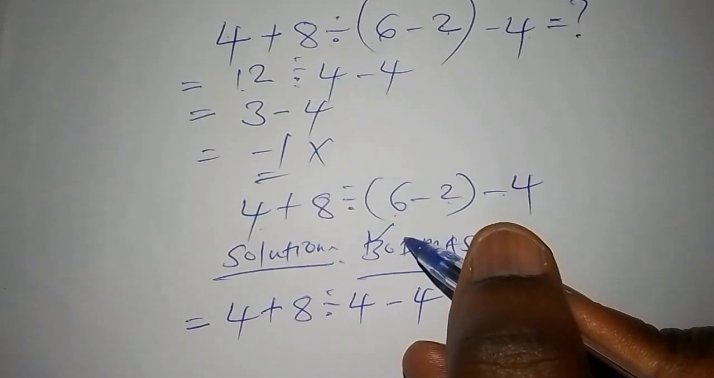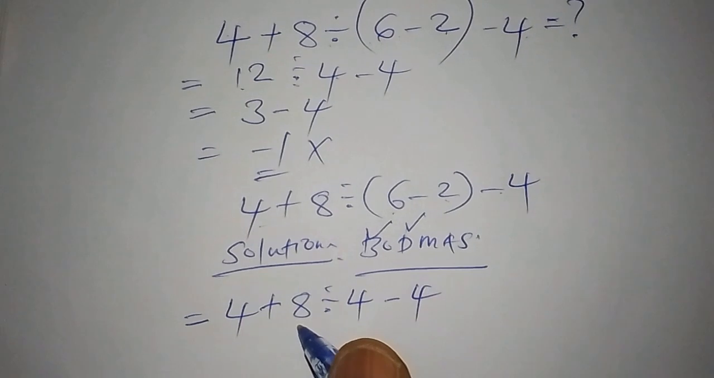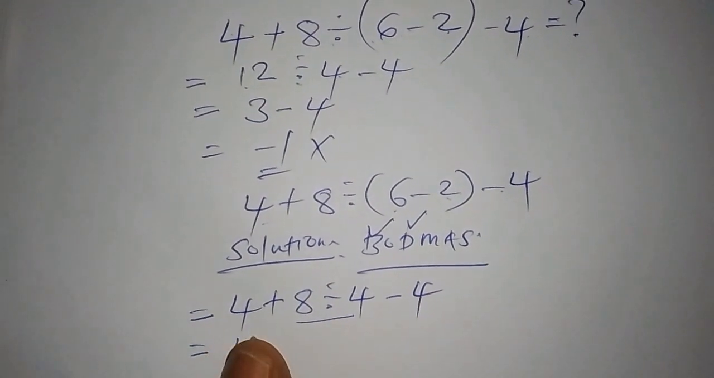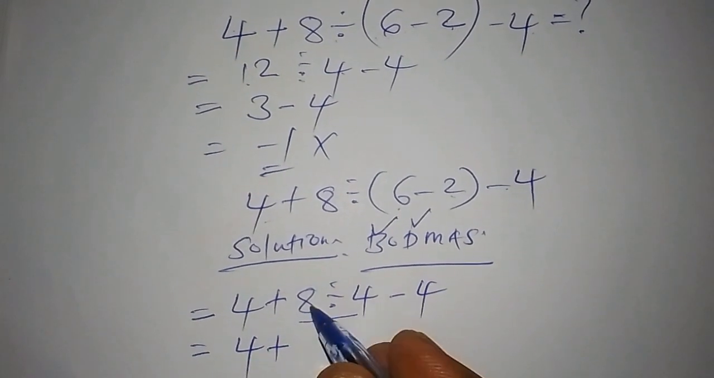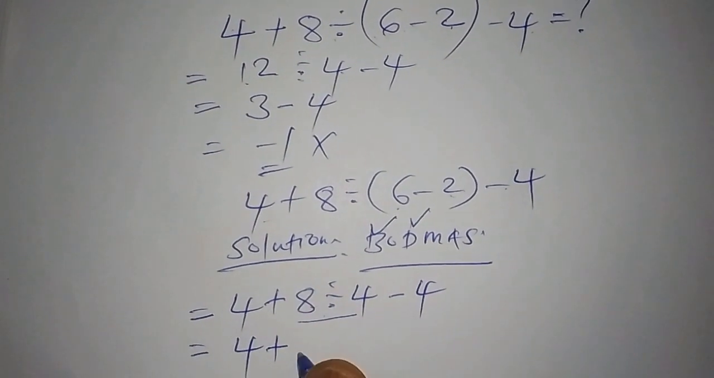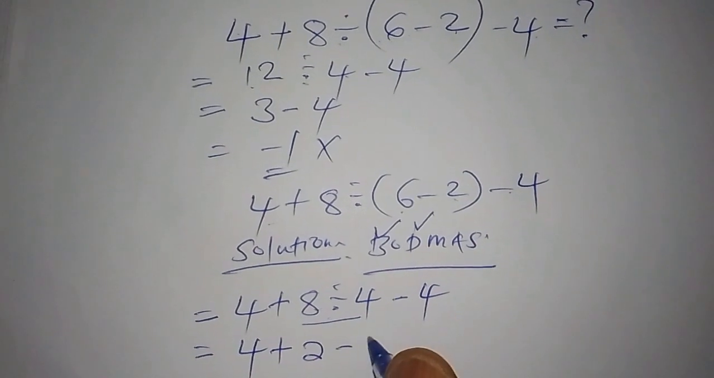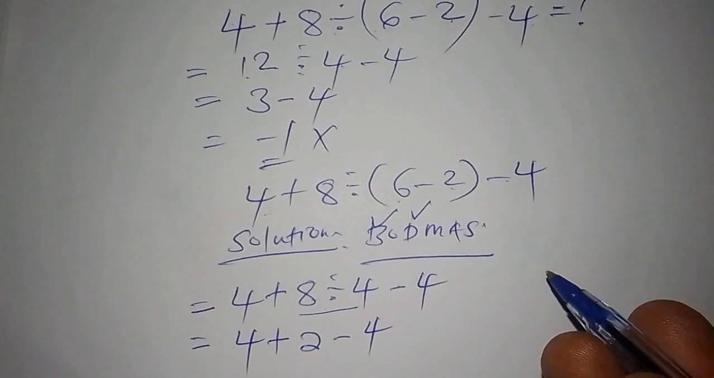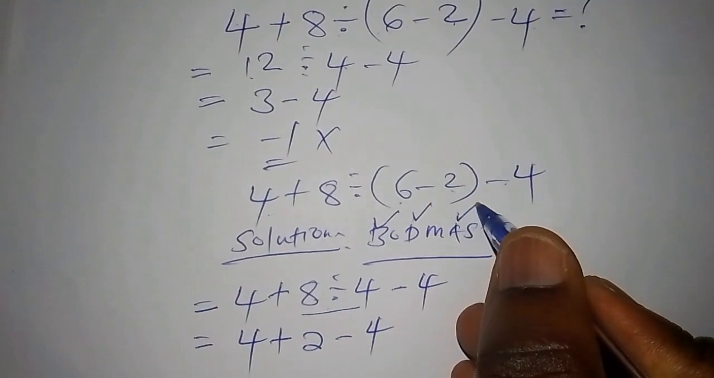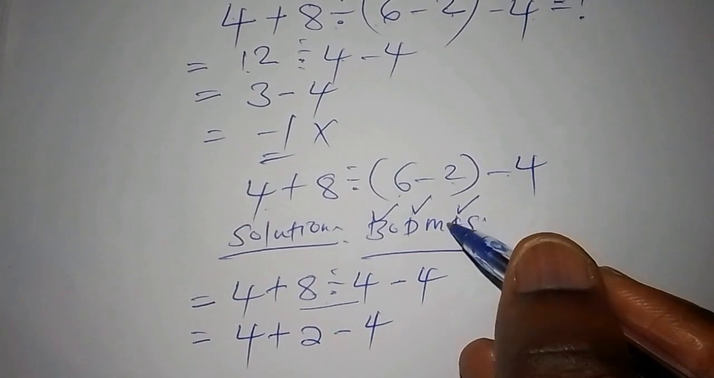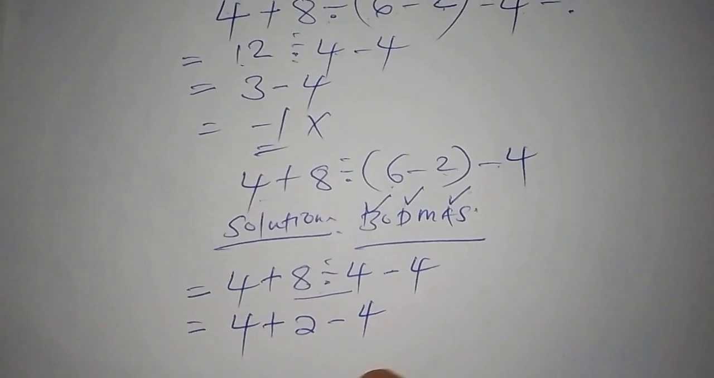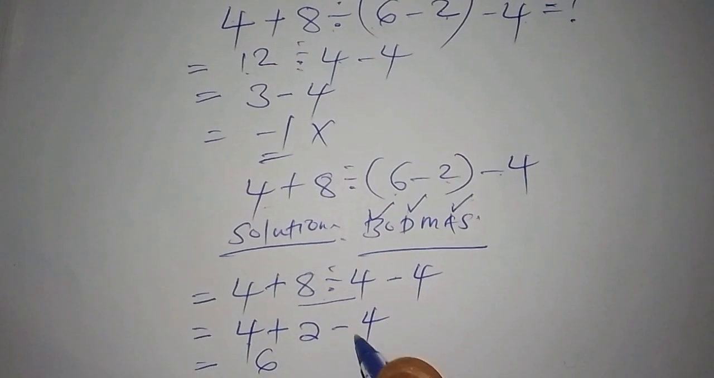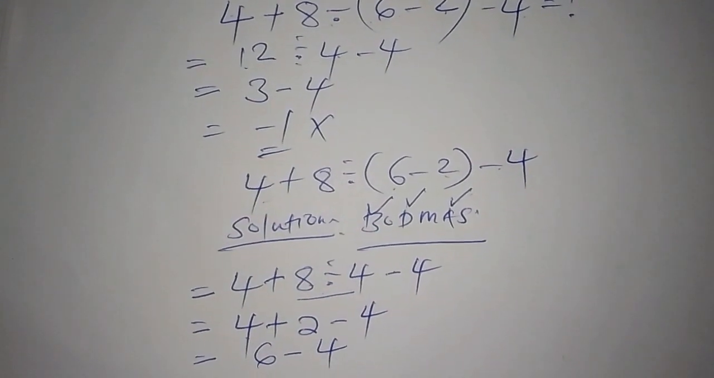So the next step, you're moving to the division sign. That is this sign here. So we shall say this one is equal to 4, then add 8, now divide by 4, where we shall have 2 subtract 4 on the other end. So now we are done with division. The next step is addition. You ought to be very careful. Move to addition, whereby this one is equal to 4 plus 2, 6, subtract 4.